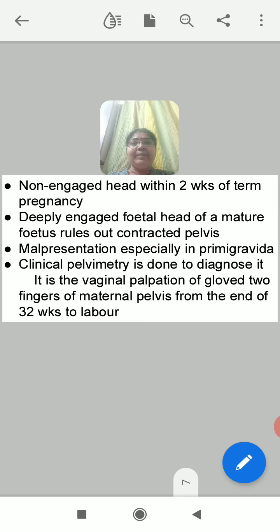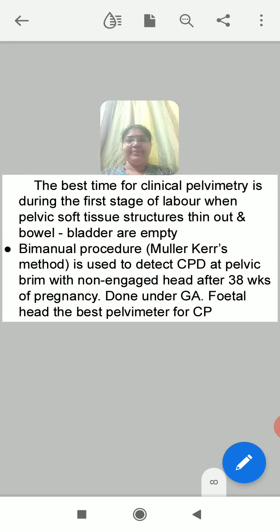Now what is clinical pelvimetry? It is the vaginal palpation of the maternal pelvis with two gloved fingers from the end of 32 weeks to labor. So from 32 weeks till the labor starts, during this period vaginal palpation is done to know the pelvic size, and that is called clinical pelvimetry.